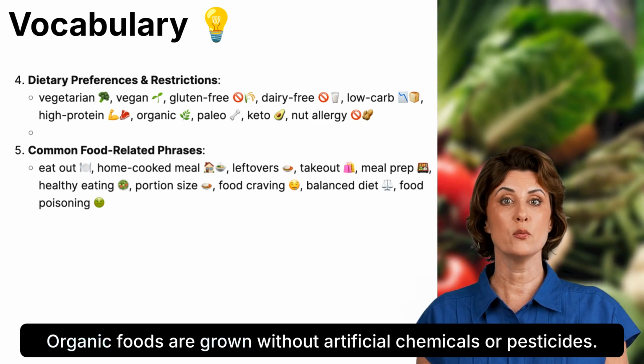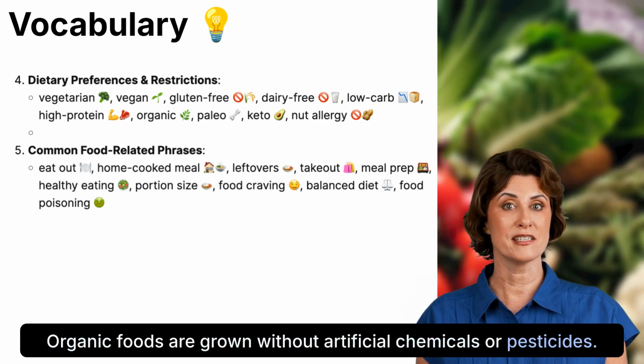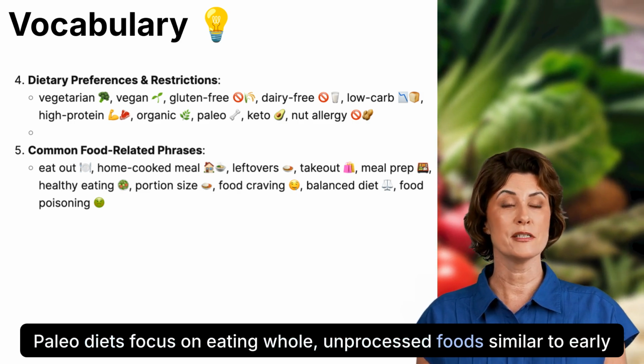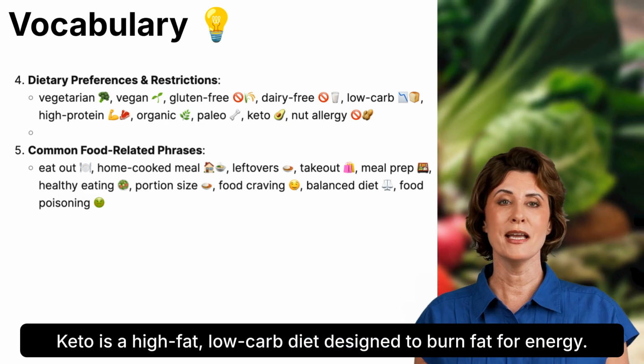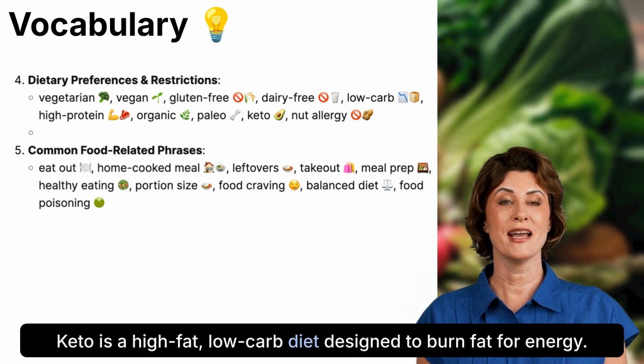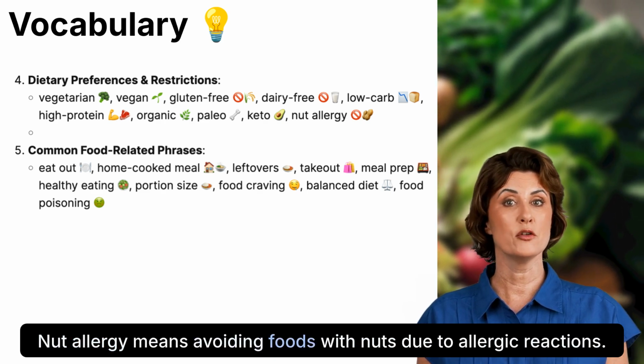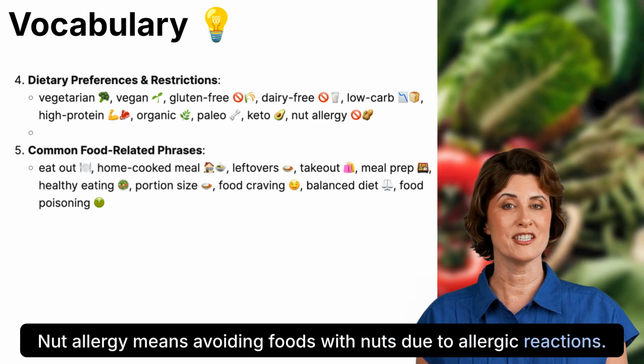Organic foods are grown without artificial chemicals or pesticides. Paleo diets focus on eating whole, unprocessed foods, similar to early humans. Keto is a high-fat, low-carb diet designed to burn fat for energy. Nut allergy means avoiding foods with nuts due to allergic reactions.